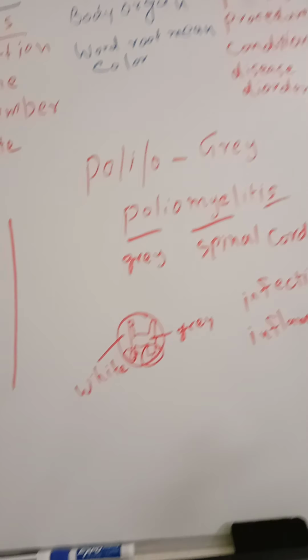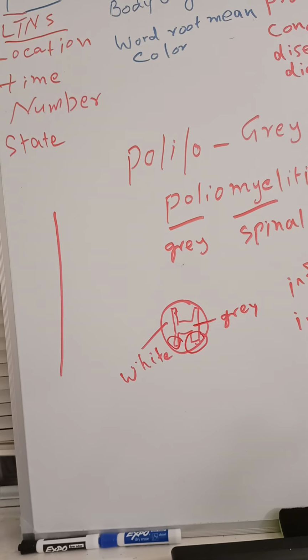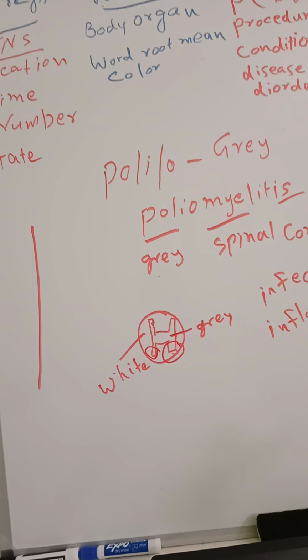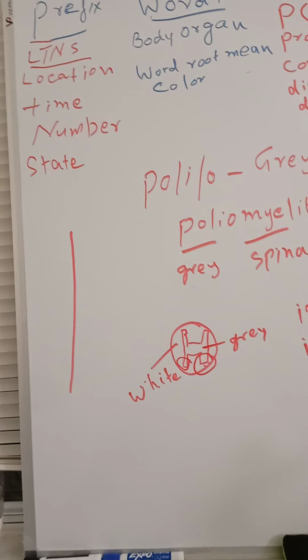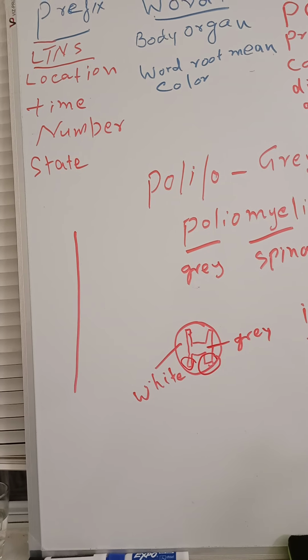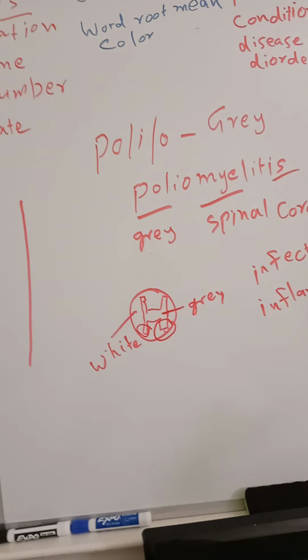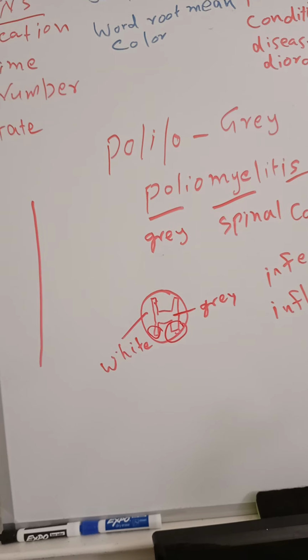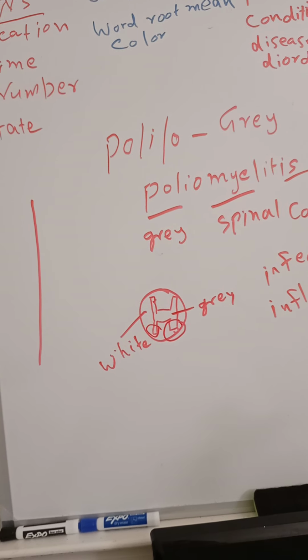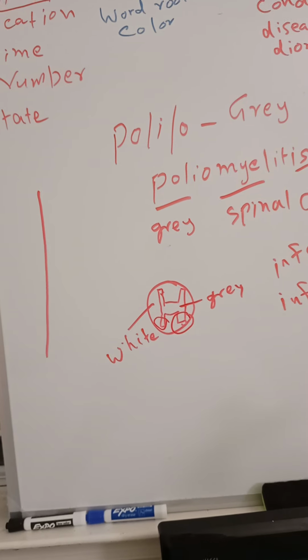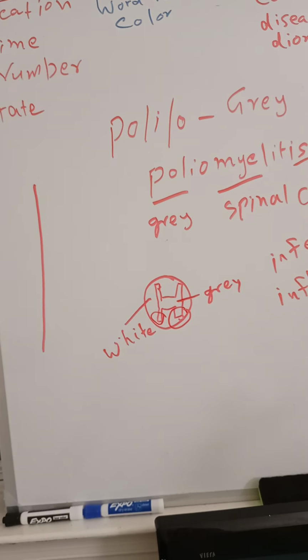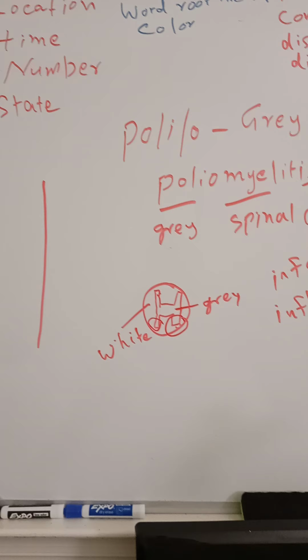So we talked about erythr, which is red. We talked about leuc, which is white. We talked about cyan, which is blue. And we talked about melan, which is black. These are all word roots which give us colors. I think this is enough for this lecture.